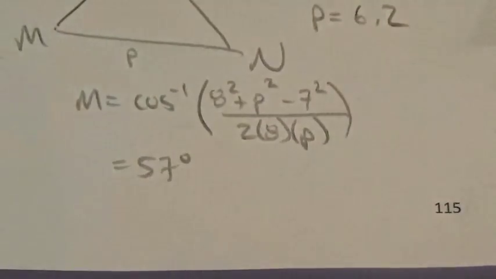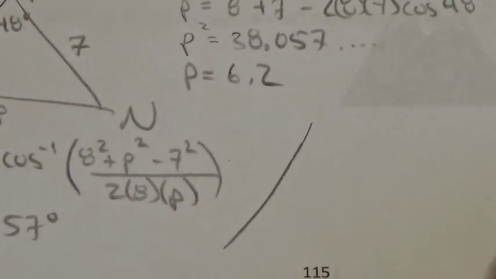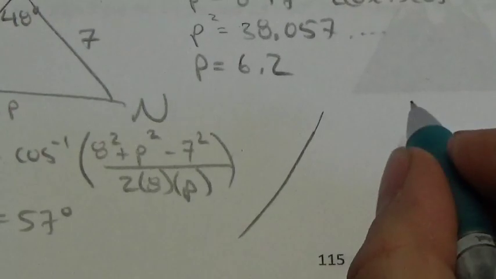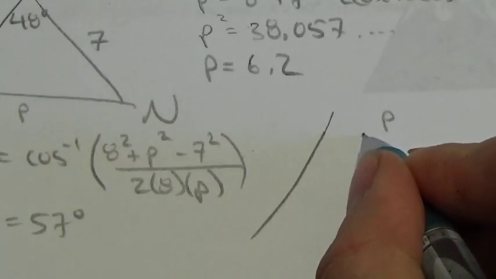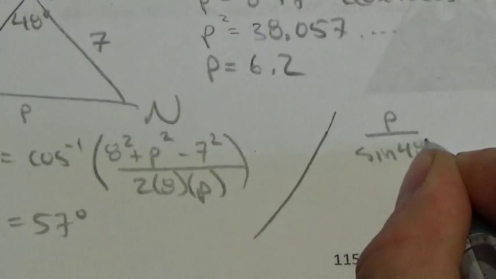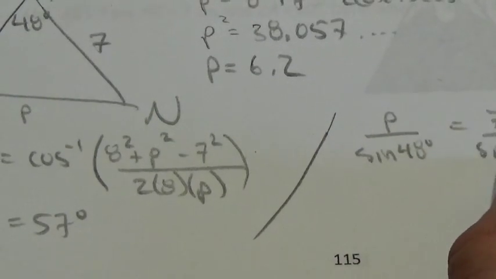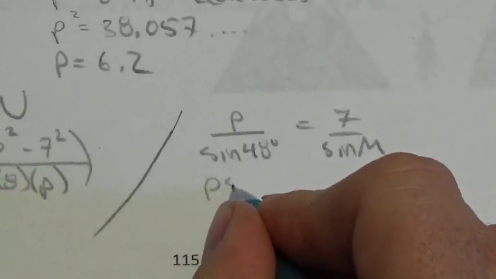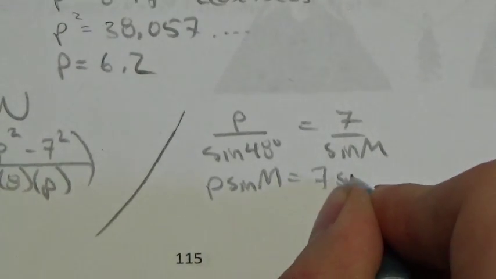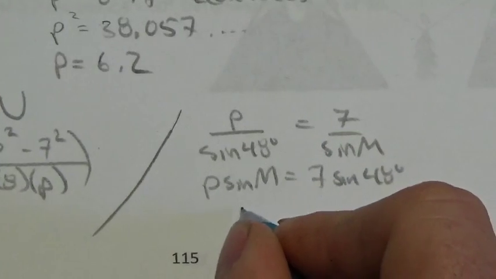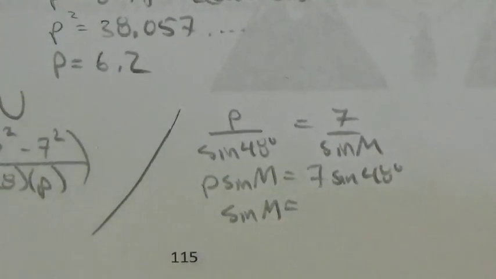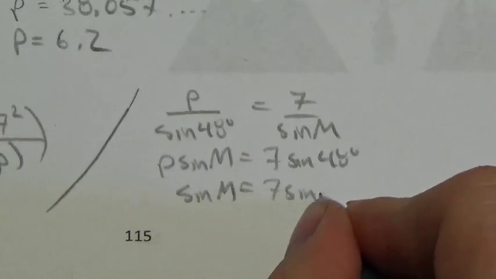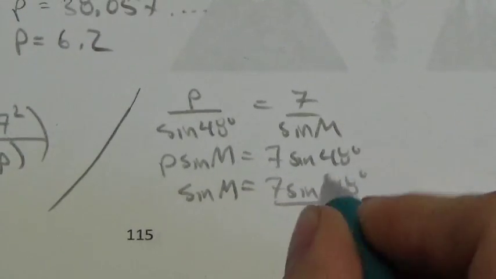Okay, 57 degrees. Good. Now, I could do it that way, or I could use the sine law. Because now what I've got here is little p over the sine of 48 degrees is going to equal 7 over the sine of m. And I'm going to walk this through so you can see this. Okay, I'm going to cross multiply. P times the sine of m is going to equal 7 times the sine of 48 degrees. So the sine of m is going to equal 7 sine of 48 degrees over p.